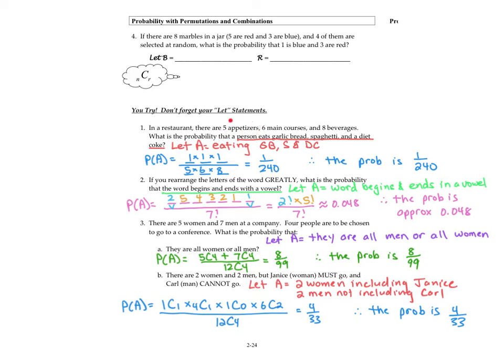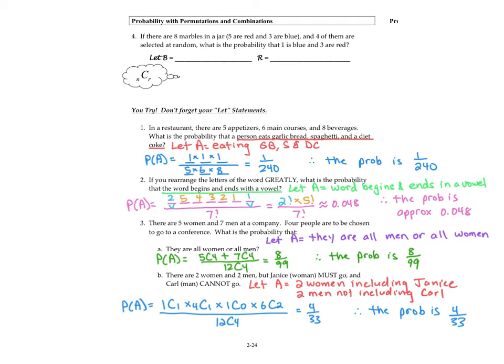So out of the 5 appetizers, there's only one choice, which is garlic bread. Out of the 6 main courses, there's only one choice, which is spaghetti. And out of the 8 beverages, there's only one choice, which is the Diet Coke. So that turns out to be 1 out of 240.